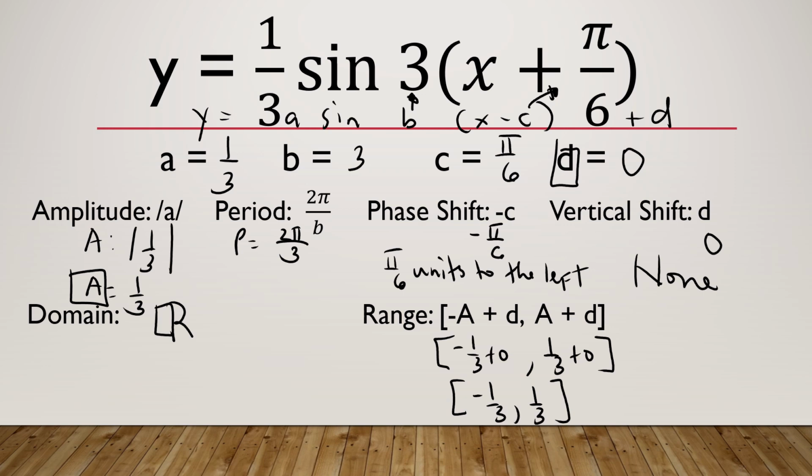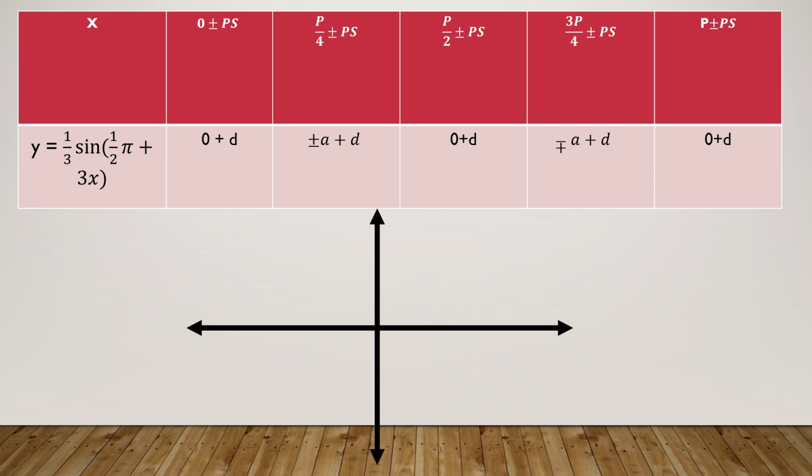After that, we're going to proceed with completing the table of values. So here is the table of values in graphing the sine function. For x, we have 0 plus or minus ps. Ps means phase shift. Why is it plus or minus? If the sign of our phase shift is positive, we're going to use plus. If the sign of our phase shift is negative, we're going to use minus. P means period. So instead of writing P, we're going to write the value of the period.